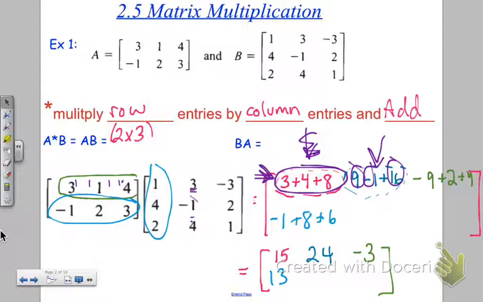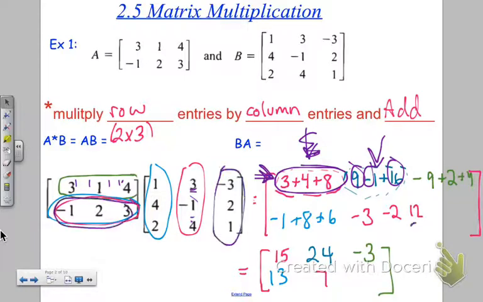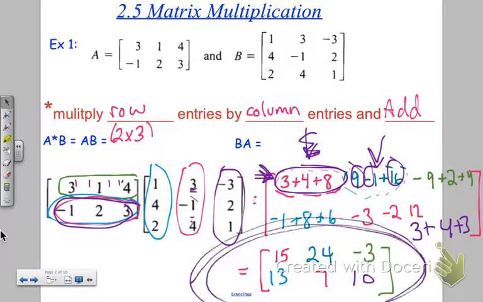Next is going to be the bottom row, middle column, which is going to give us our answer right here. So that's bottom and middle. Multiply them all, then add them together, get a 7, and again with the last one. And then that's our final answer matrix, a 2 by 3 matrix.